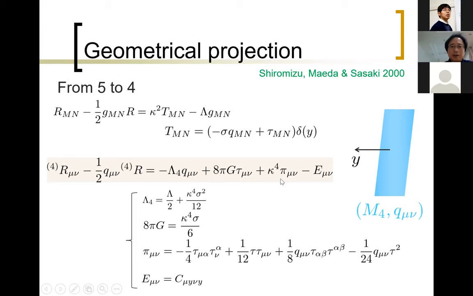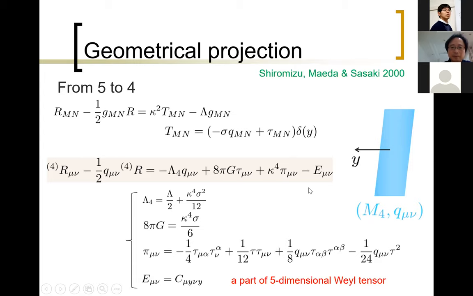Tau_mu nu is the energy-momentum tensor on the brane. And E_mu nu is a part of the five-dimensional Weyl tensor. Formally we could have this equation. So we call this the Einstein equation on the brane, if we want.